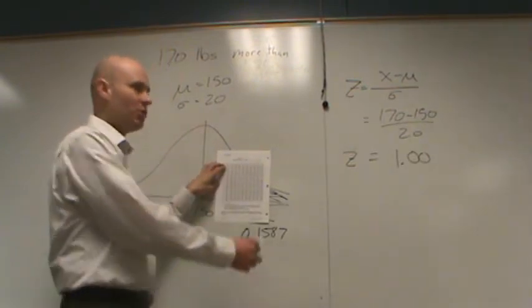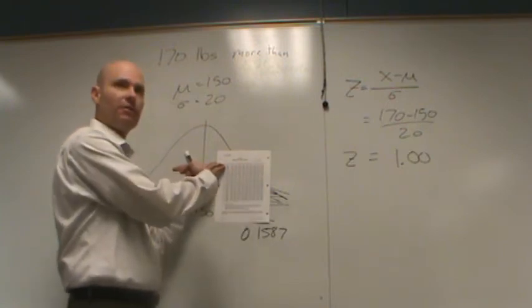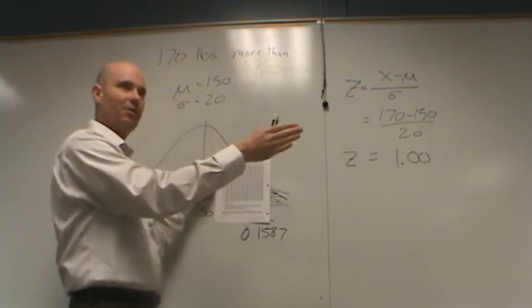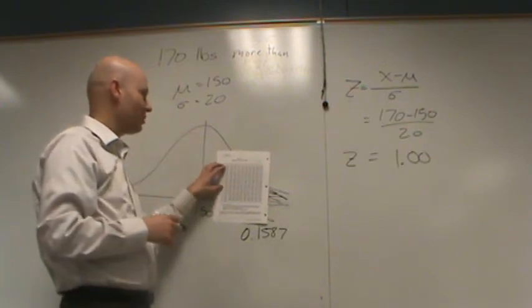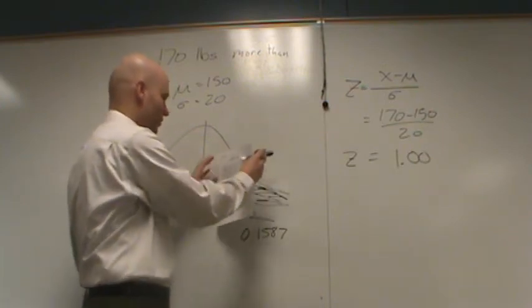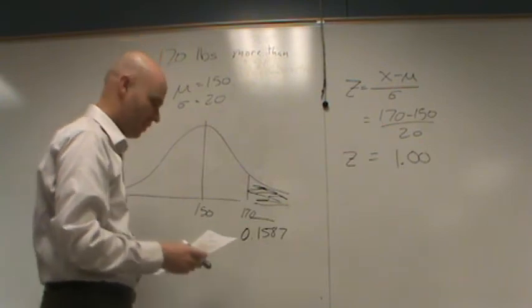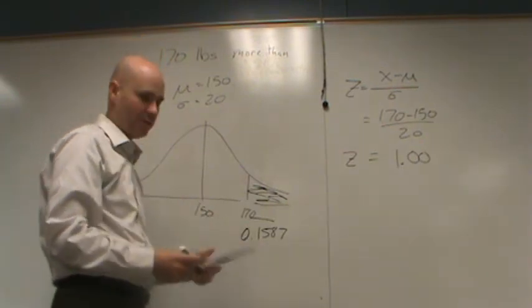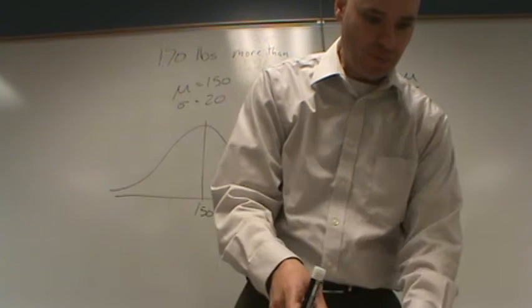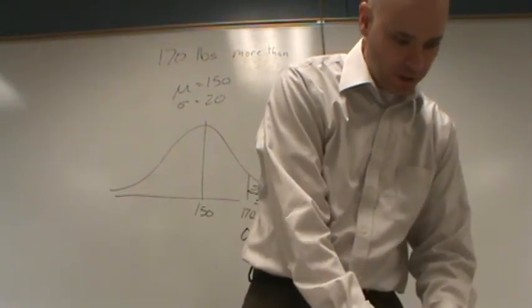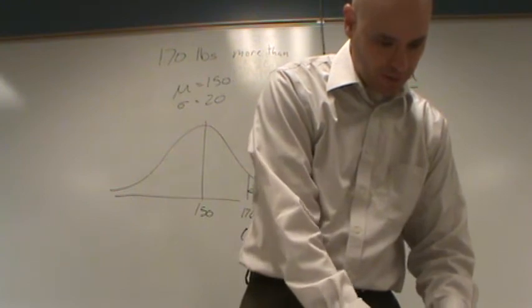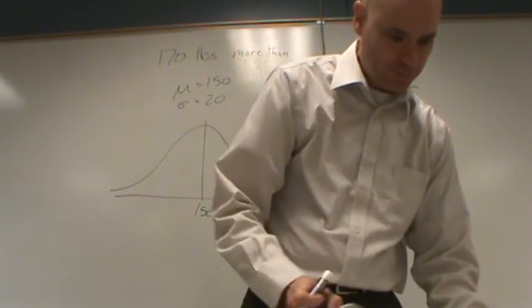Because some books will show you the area to the left of the X, some of them will show you the area to the right. So this requires a little bit of patience in that aspect. So, based on that, what can we say about the probability of having someone being greater than 170 pounds?